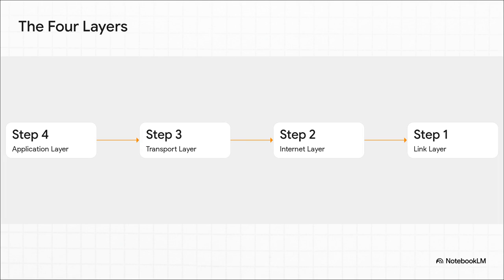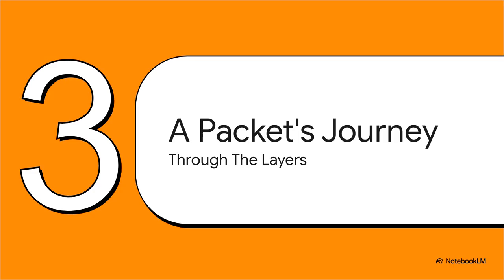I want you to picture a 4-story digital post office. Every single piece of data you send starts at the top floor and travels down through all 4 layers to get packaged and addressed. And then, when it arrives at its destination, it travels back up those same 4 layers to be reassembled. All right, so let's follow one of our little digital postcards on its journey. We're going to start at the very top, on the 4th floor of our digital post office.